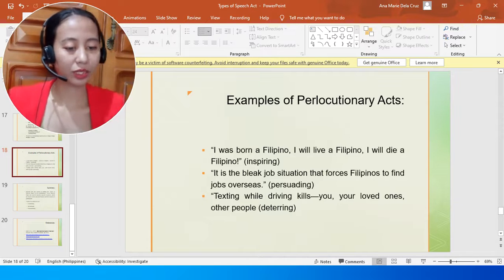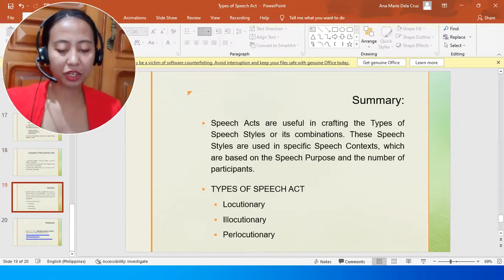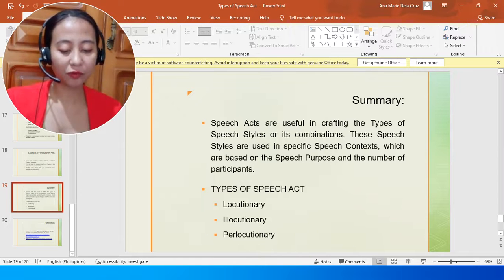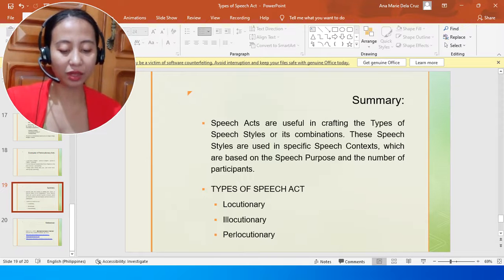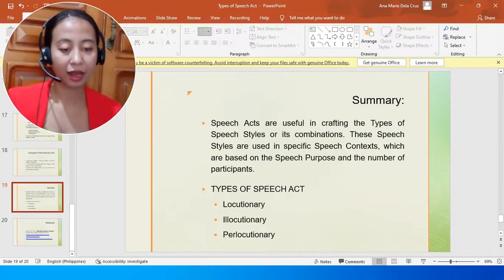Take note, I'll give you the summary of these three. Okay, a speaker utters sentences with a meaning. When the speaker utters a sentence with a meaning, that is locutionary act, and with a particular force, that is illocutionary act. The speaker utters that sentence with a particular force to achieve a certain effect. Okay. If there is already a certain effect to the hearer, that is a perlocutionary act.